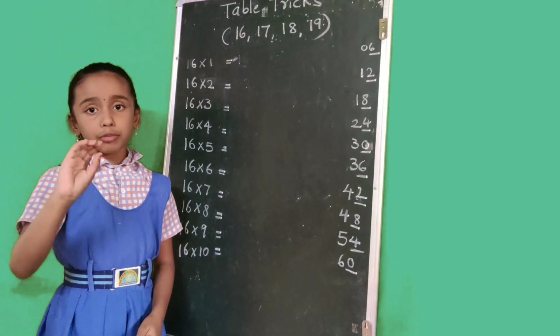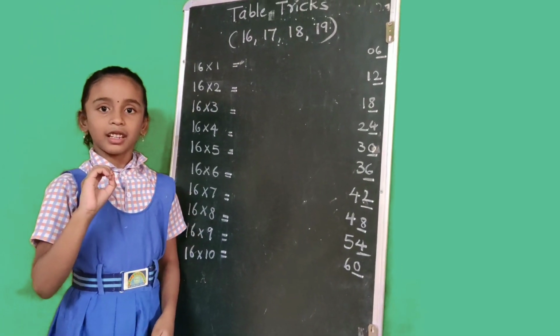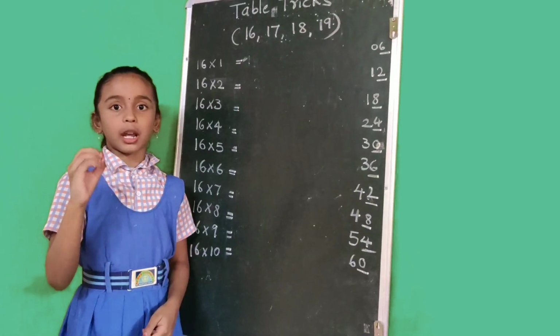Table tricks from 16 to 19. Now let's start. First one is 16 table trick.